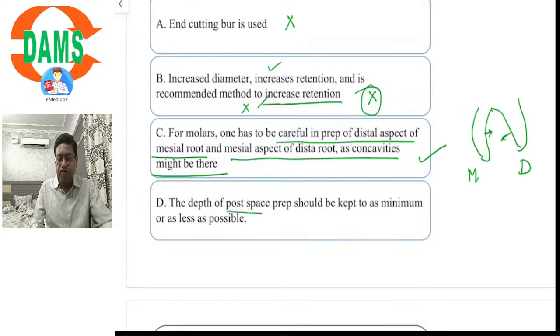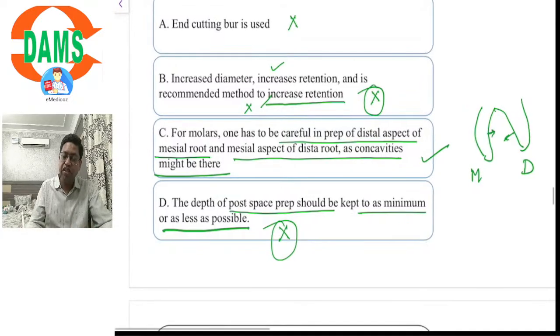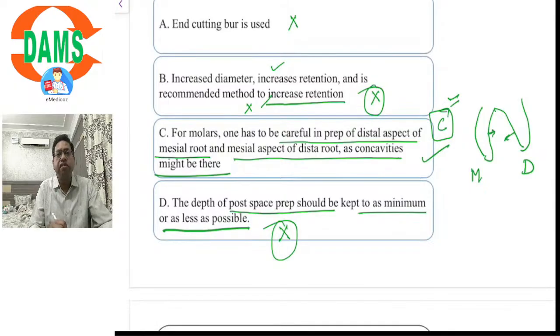Option D: the depth of post space preparation should be kept as minimum as possible. This is against the fundamental concept. The post should be as long as possible. This option is also not correct. So out of the four options, option C is the correct one, as the question is asking about which is true.